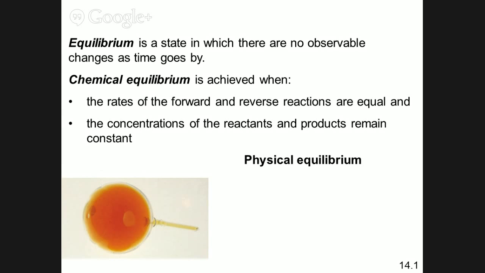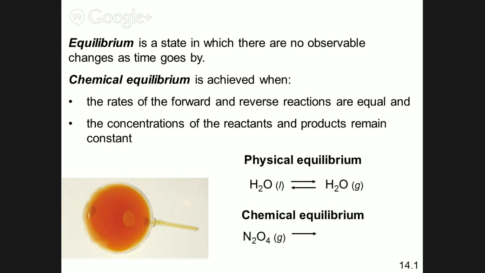It is also possible to have physical equilibrium. So, for instance, turning liquid water into gaseous water. And then with chemical equilibriums, of course, chemical changes, we're always creating something new. And so in this case, we have N2O4 switching into NO2. So what we're going to look at is some ways of explaining what equilibrium is, and hopefully that will help you with some of the questions we're asking.